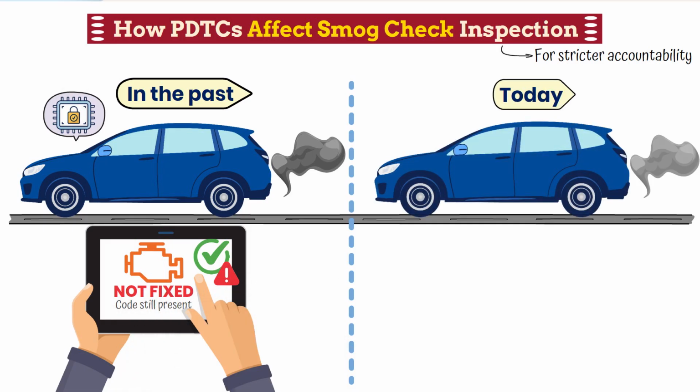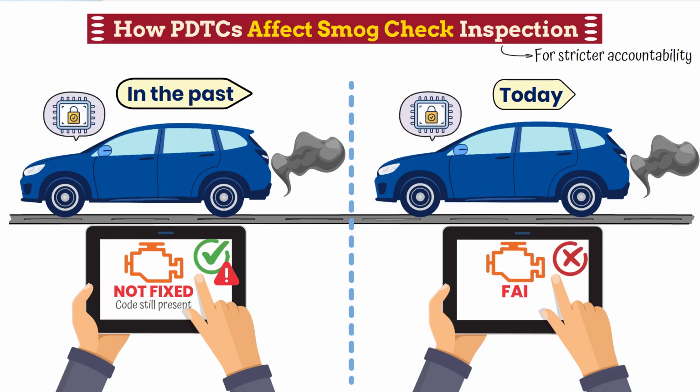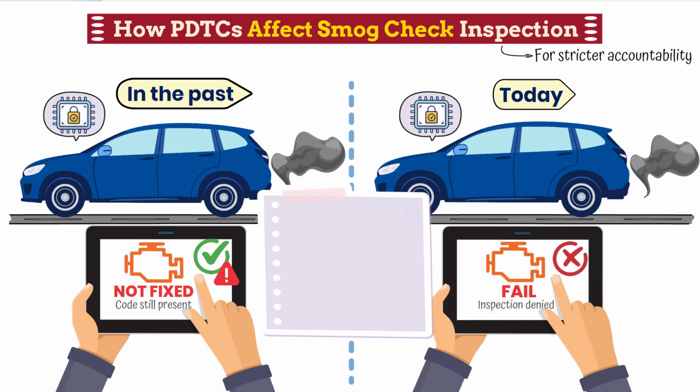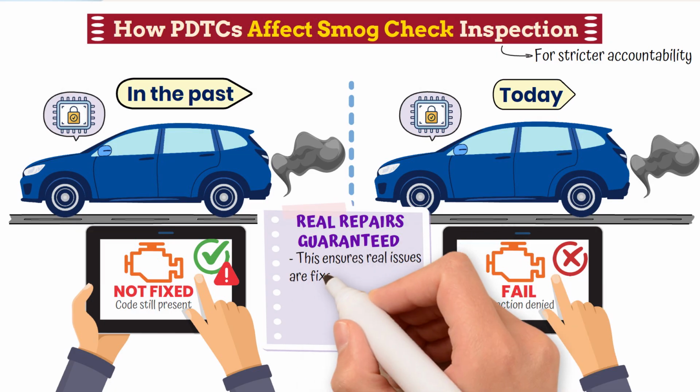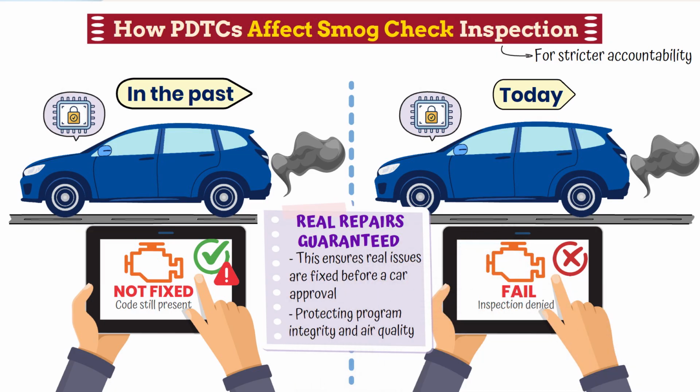If a permanent DTC is present, whether or not the check engine light is on, the vehicle will fail the smog check. This helps make sure real issues are repaired before a car is approved, protecting both the program's integrity and air quality. There are some exceptions.